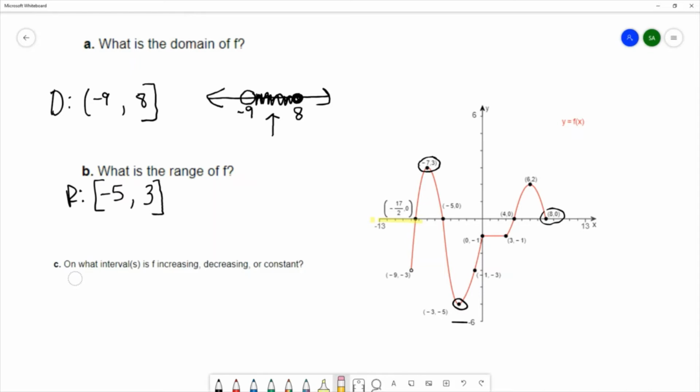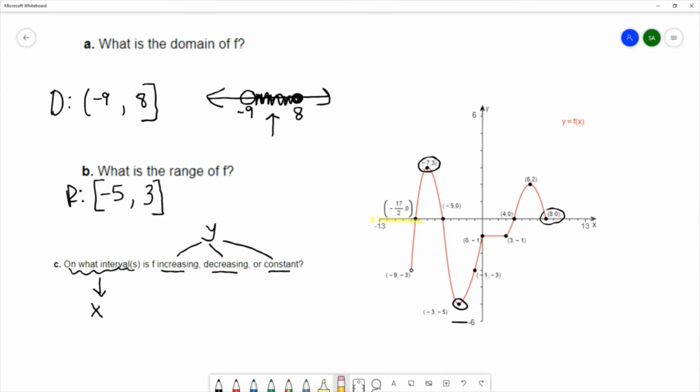In this part, it says on what intervals is F increasing, decreasing, or constant? So the words increasing, decreasing, and constant are all referring to or describing what's happening to the Y values, and on what intervals is asking us to identify which X values are increasing, decreasing, or constant.